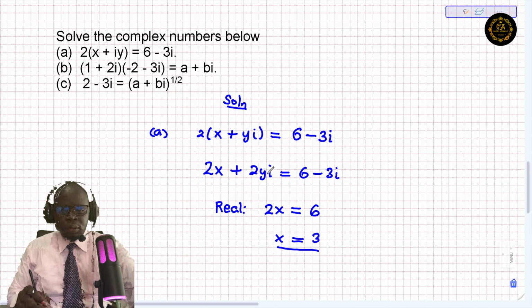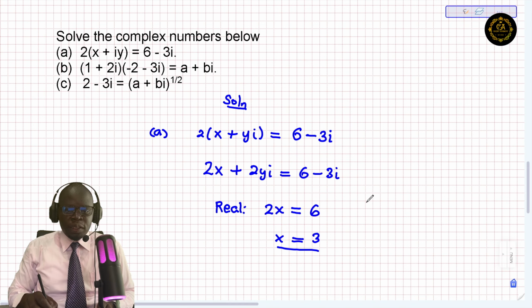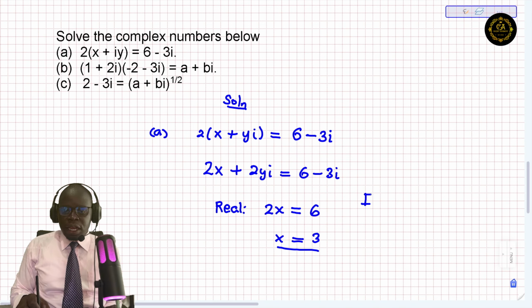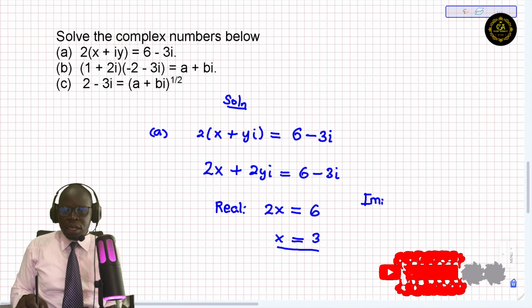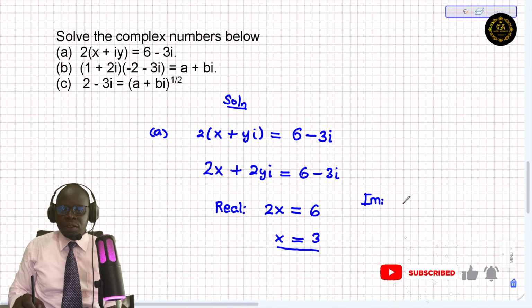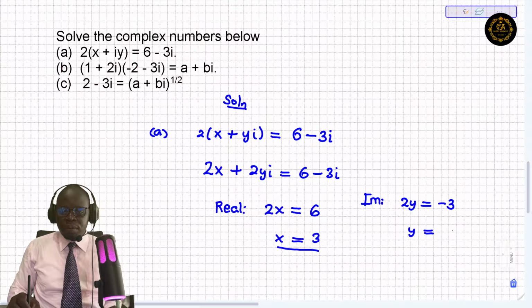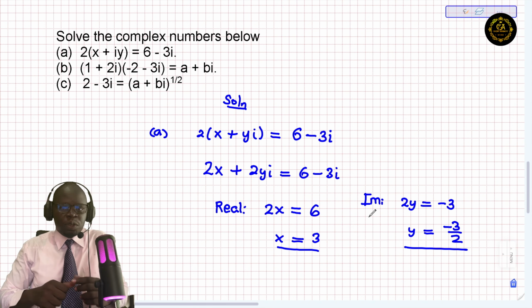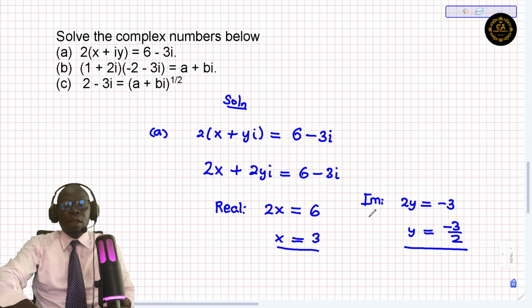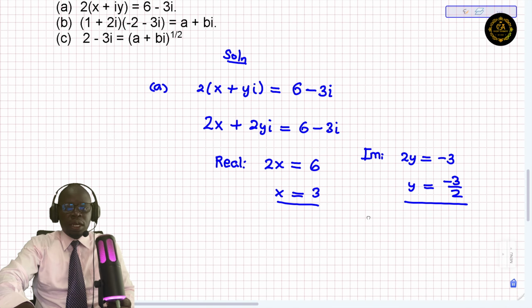The components that contain i are the imaginary part. We write it here, saying i representing imaginary, is the same as 2y equals negative 3, and then the y value is gotten by dividing both sides by 2. Therefore we have negative 3 over 2, and that is the solution for the first question. So you can see how easy a complex number equation can be.